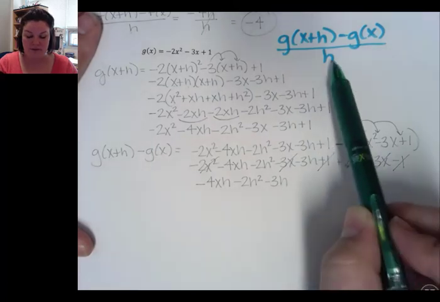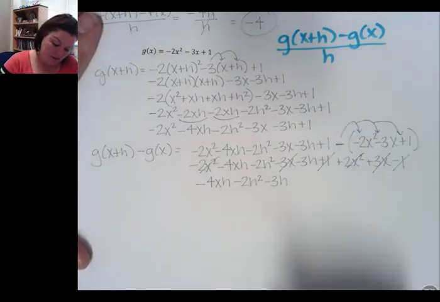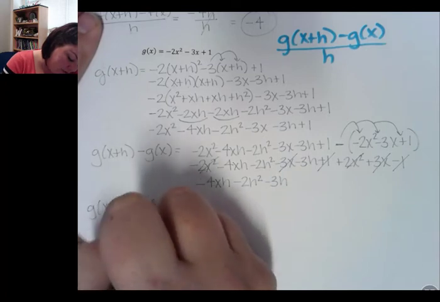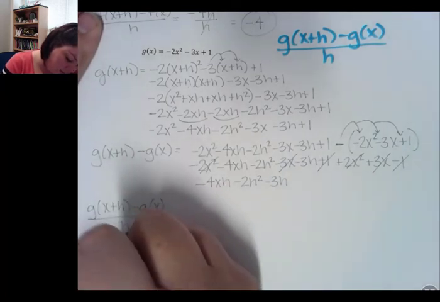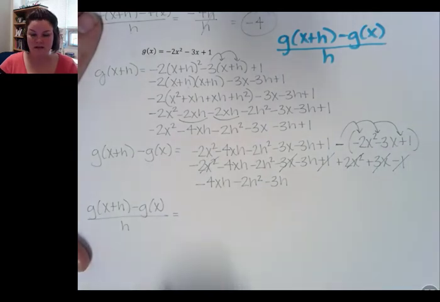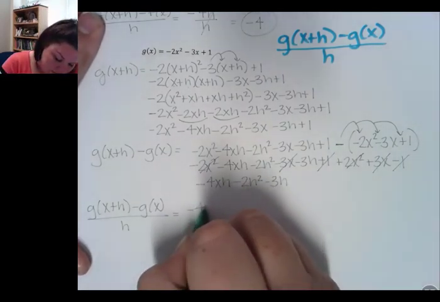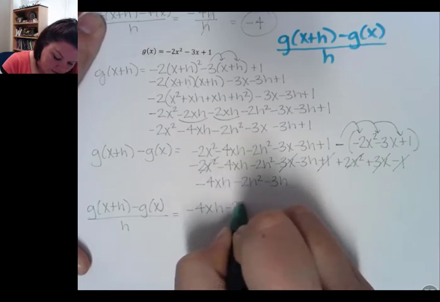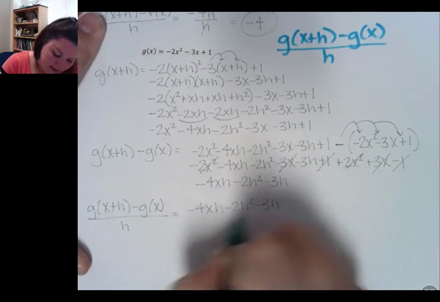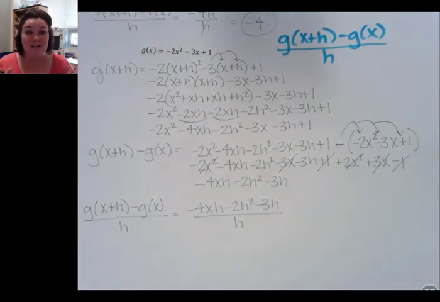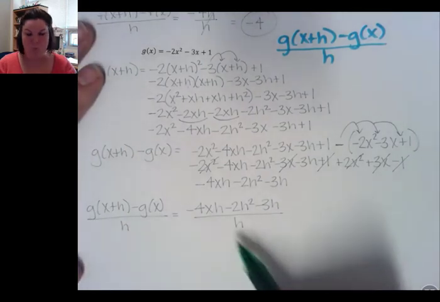Now the third step is just to divide it all by h. So I'm going to go ahead and write it out. g of x plus h minus g of x all over h. Okay, so I'm going to take the answer that I got from my last step, which is negative 4xh minus 2h squared minus 3h, and I'm going to divide it all by h. Now we get really excited because there's h's on top and bottom, but I don't want you to just like mark one off.